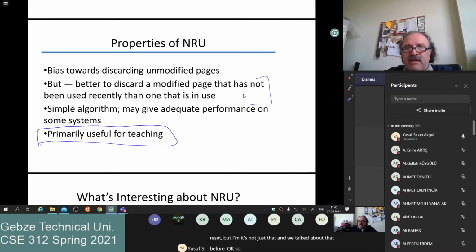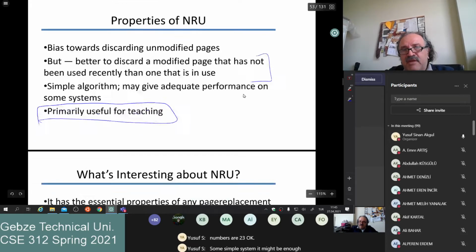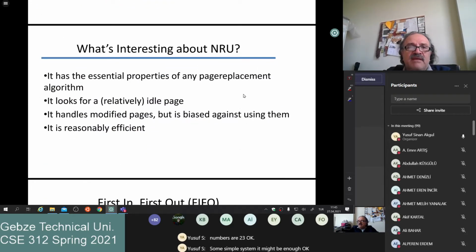Properties of NRU. NRU is not a very practical, usable page replacement algorithm. It's a very good start to look at the page replacement algorithms, and it biases towards discarding unmodified pages, because their class numbers are 2 and 3. For some simple systems, it might be enough.